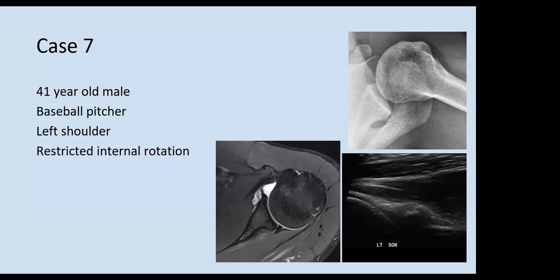Okay, 41 years old male, baseball pitcher, left shoulder restricted internal rotation. Okay, we have three different modalities: X-ray shoulder, ultrasound, and MRI arthrogram.